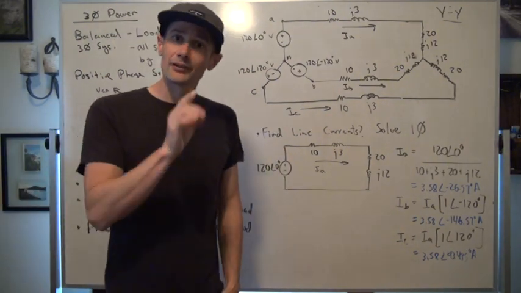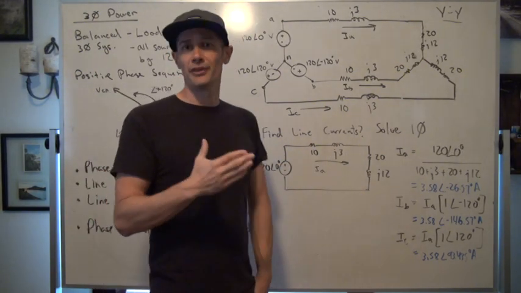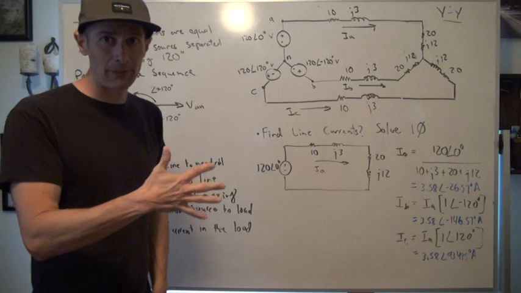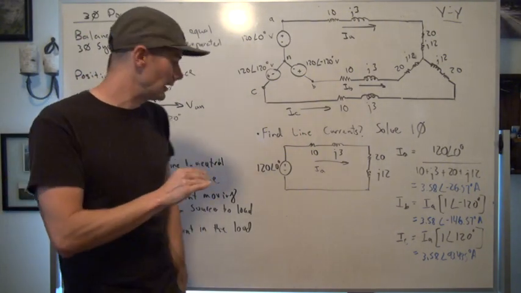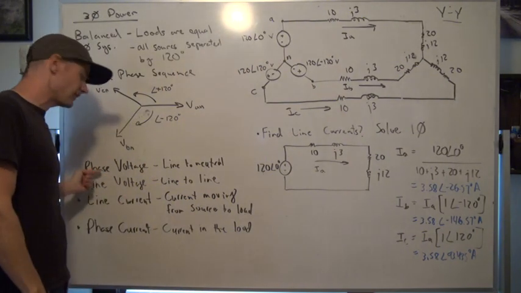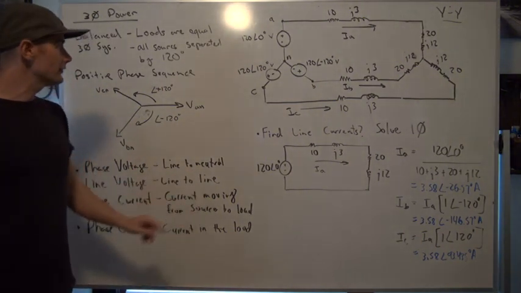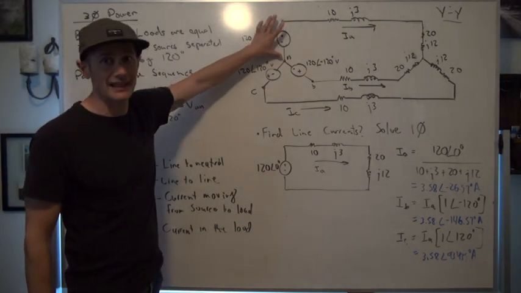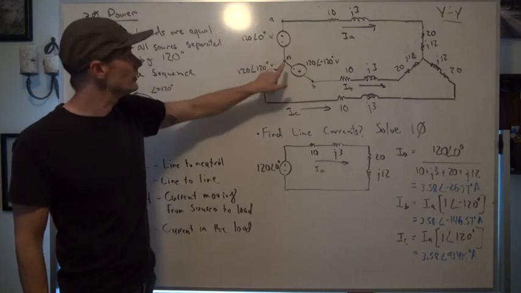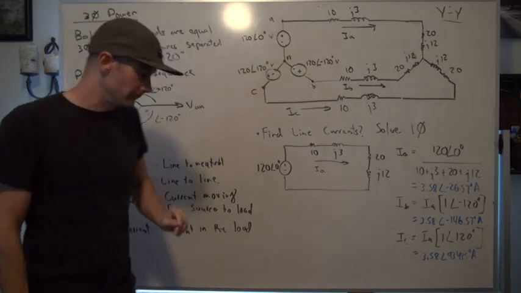There are a couple of definitions that we have to understand within a three-phase system. Sometimes it's confusing, but hopefully we can get you guys squared away right up front. So, phase voltage. Phase voltage is what we call a line-to-neutral voltage. In this case, a phase voltage would be VAN, or phase A to neutral, phase B to neutral, phase C to neutral.